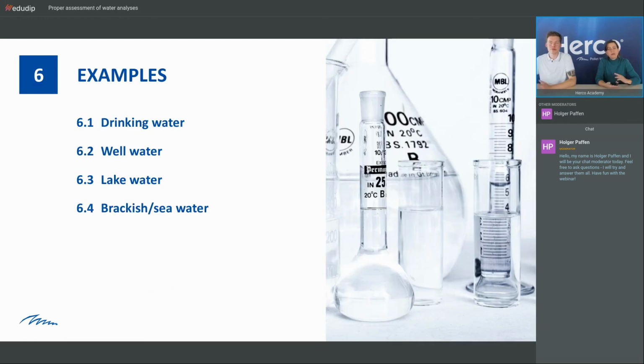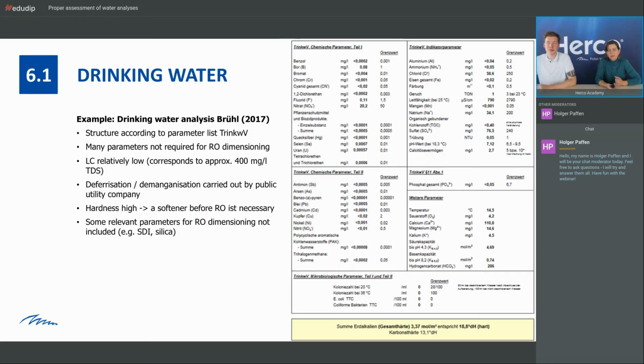So now to recap, we'll come to some examples just to show you from our projects or also from other sources, some examples of drinking water or well water, river or lake water, and seawater. Here we see an example of drinking water. So unfortunately in German again.